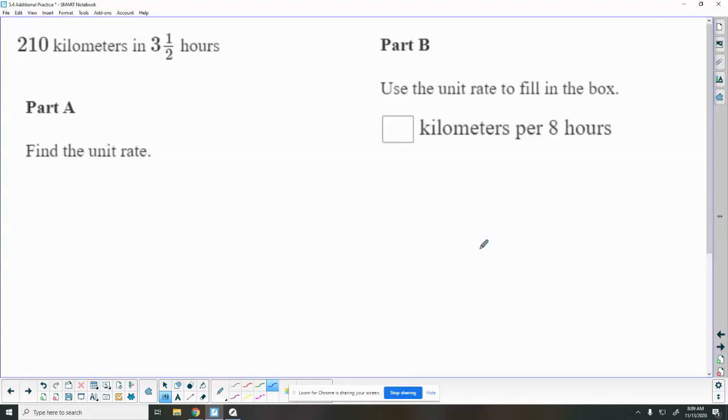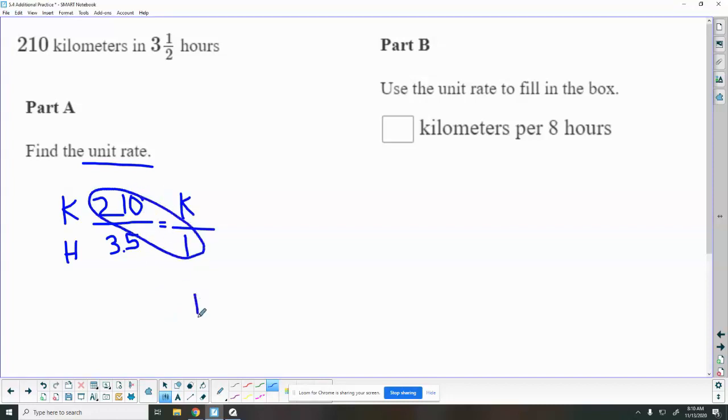Okay, so now we have 210 kilometers in 3.5 hours, and we want to find the unit rate. So we've got kilometers and we've got hours. So 210 kilometers. We want to divide that by 3.5 hours. And then the unit rate wants to know how many kilometers per 1 hour. So here's the problem we're starting with. And that's going to go inside your division box. And then 3.5 is the other number that we're dividing by. So I need to move my decimal, move my decimal.